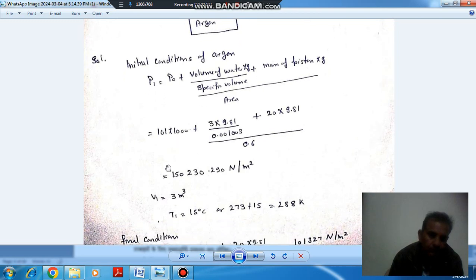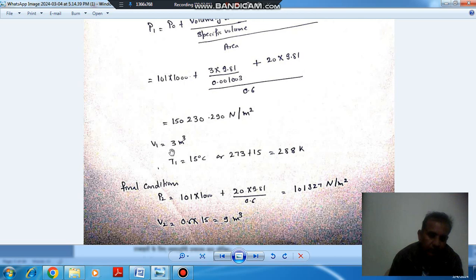So initial pressure comes out as 150230.290 Newton per meter square. V1, initial volume of argon, is 3 meter cube and temperature is 15 degrees Celsius or 288 degree Kelvin.